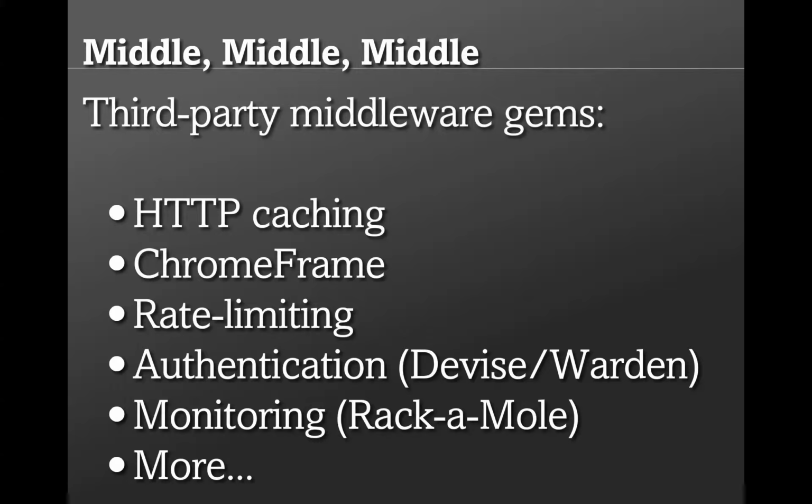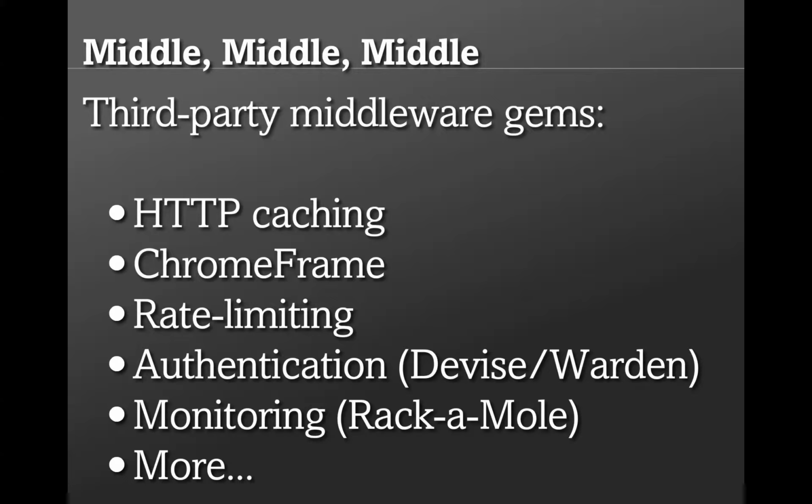ChromeFrame, in this case specifically requiring your application to use ChromeFrame or automatically allowing it to be installed. Rate limiting, in this case, simply means making sure that your application is only handling some fixed number of maximum requests per second, and it's easy to write your own Rack middleware to do custom rate limiting if you want to. I say authentication. In this case, authentication beyond HTTP basic.